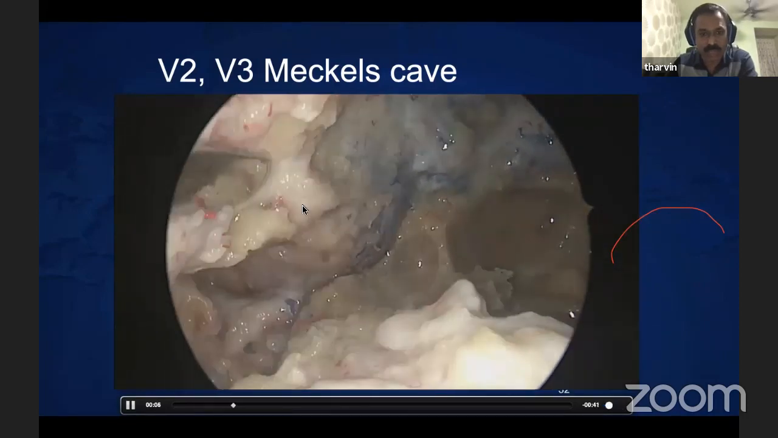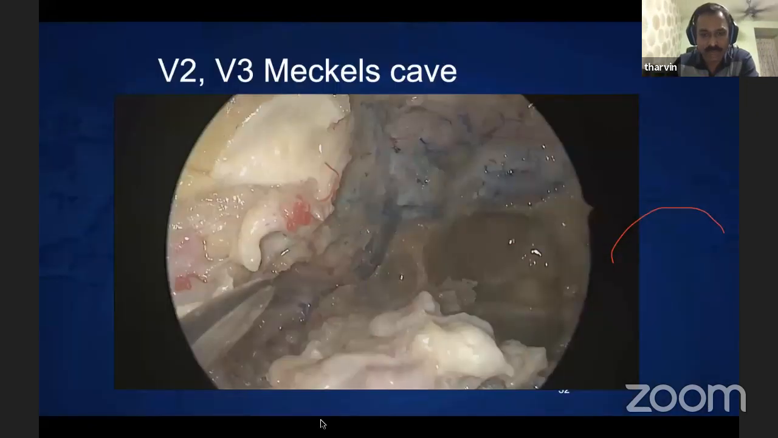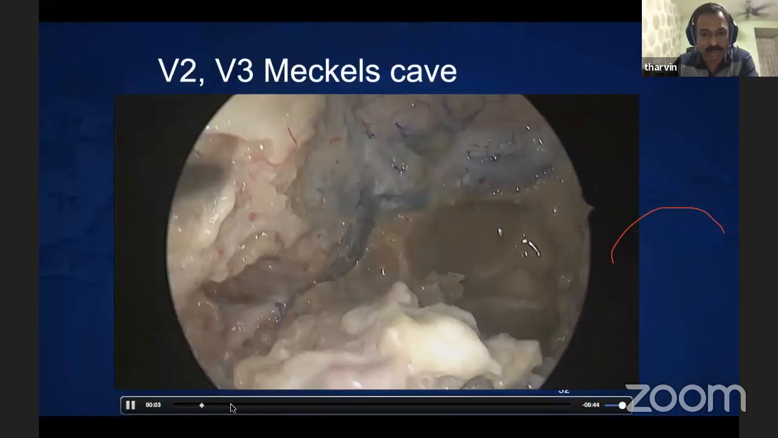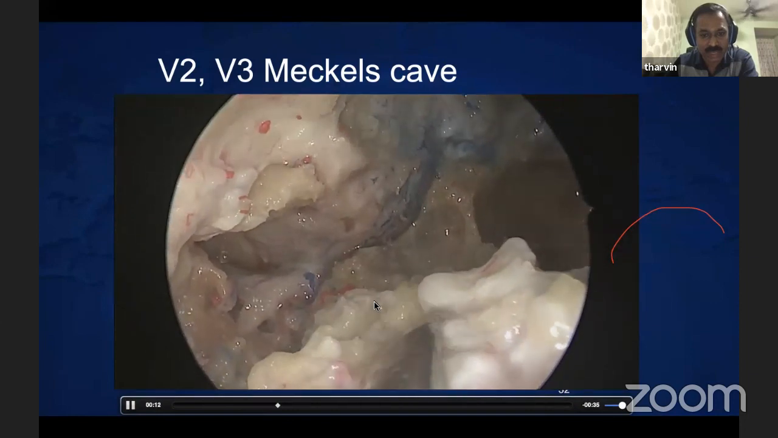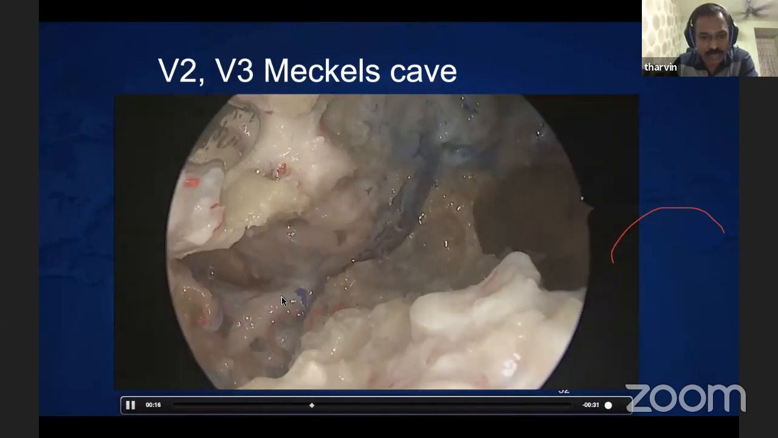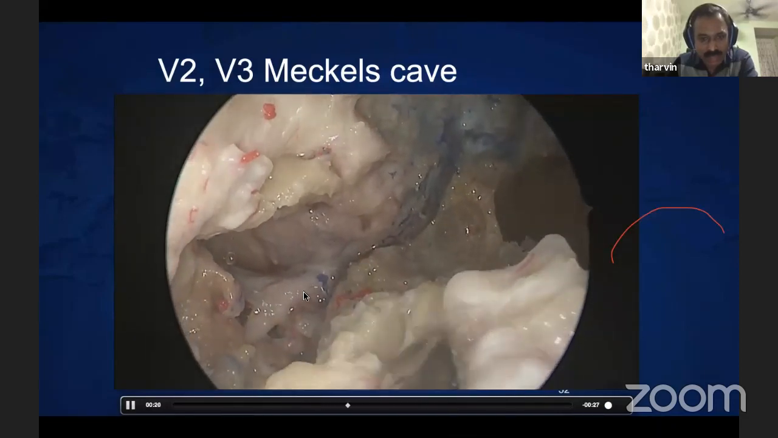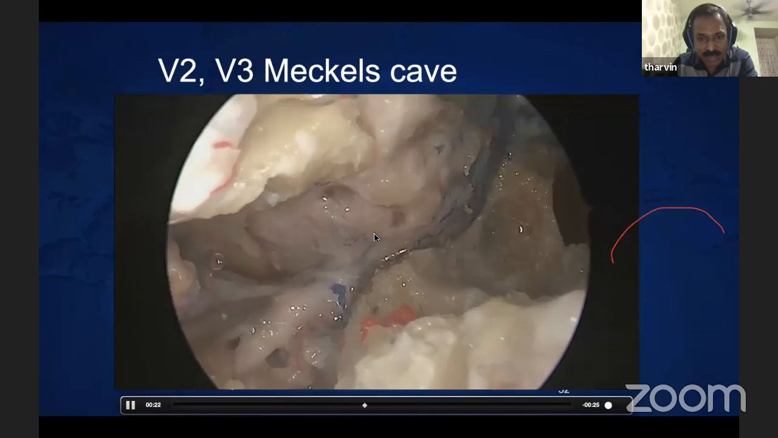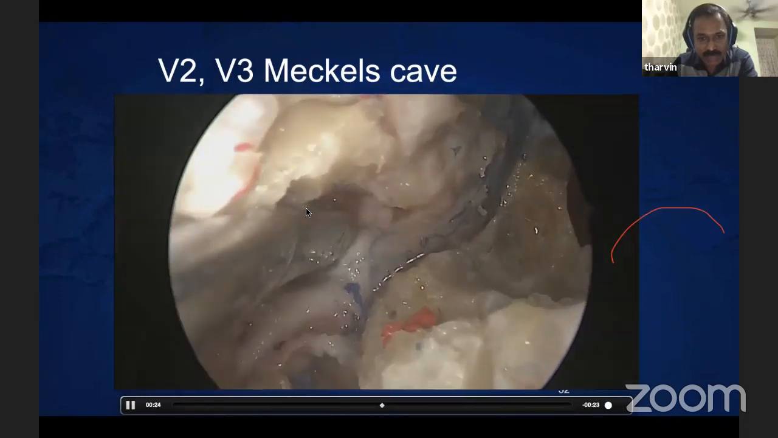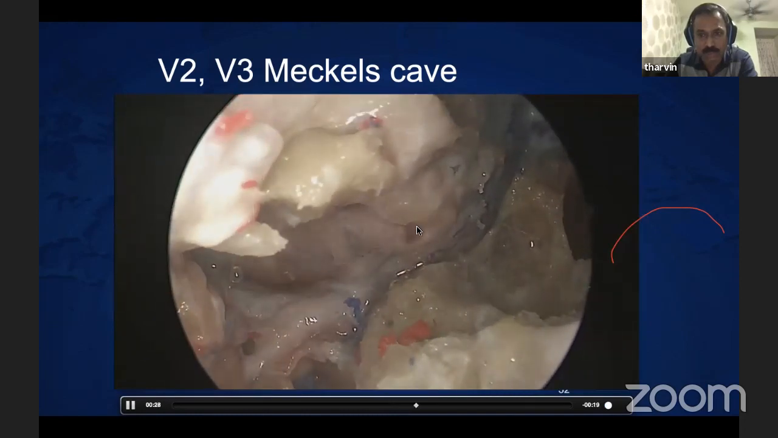And again, you can follow the infraorbital nerve backwards. Sorry, let me just go back here again. You can follow the infraorbital nerve backwards, and then there's the median nerve. And here you can see the V3 coming into view, and that's the Meckel's cave, where V2 meets the V3. This is the Meckel's cave, and this is the middle cranial fossa dura. This is where the Meckel's cave would be.